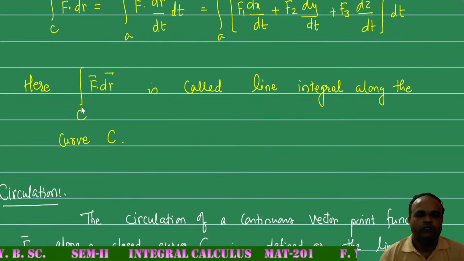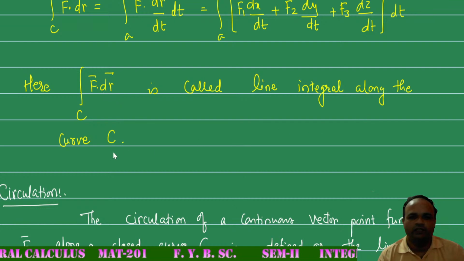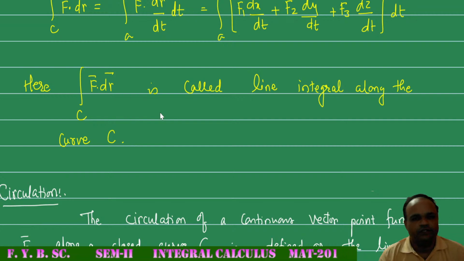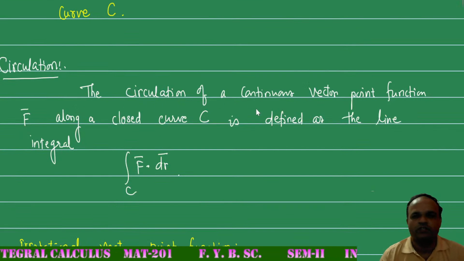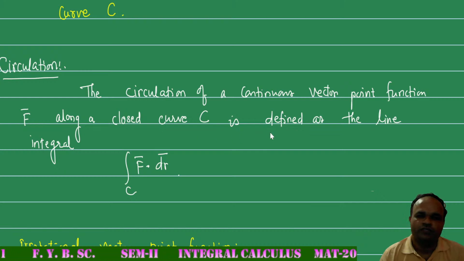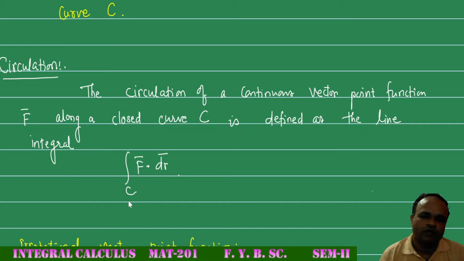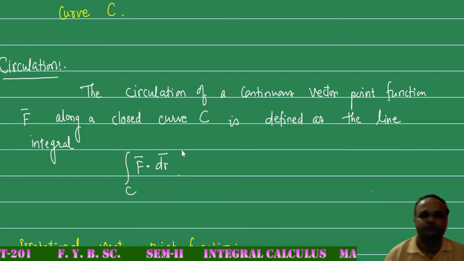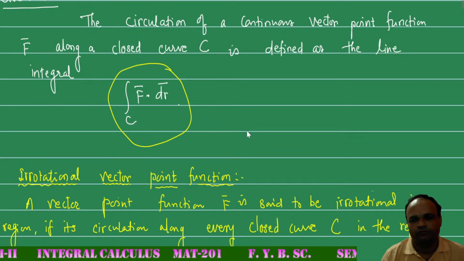So here the integration along the curve C of f bar dot dr bar is called the line integral along the curve C. Actually it is called circulation. So definition of circulation: the circulation of a continuous vector valued function f bar along the closed curve C is defined as the line integral, that is the integration of f bar dot dr bar along the curve C. So it is called circulation. Here C is a closed curve, that is the condition.